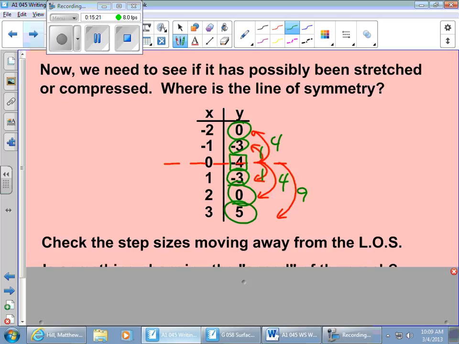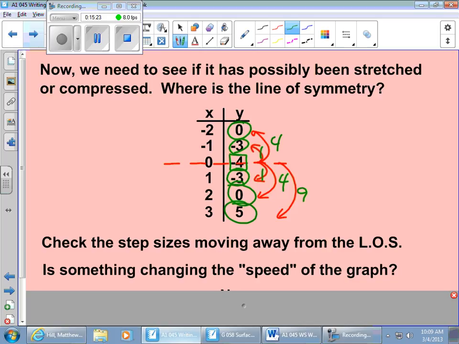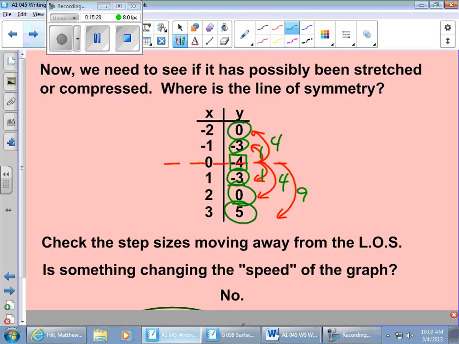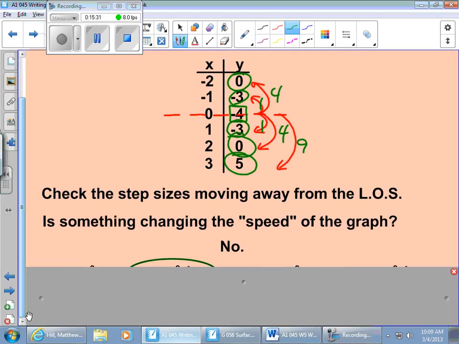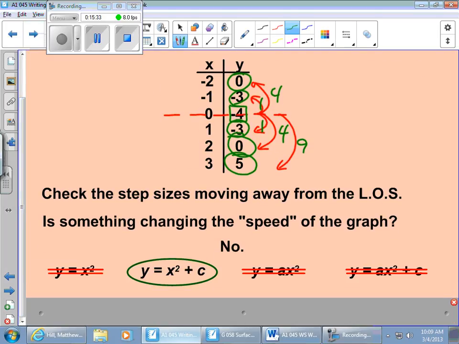Okay, so it does not appear that the speed of the graph has been changed. It hasn't been stretched, it hasn't been compressed, anything like that. So what we would do is select an equation that did not have a coefficient in front of x squared, because the coefficient would change the speed, either speed it up or slow it down. This one did not get sped up or slowed down, had a vertical shift, but nothing else. So we would pick the second equation there.